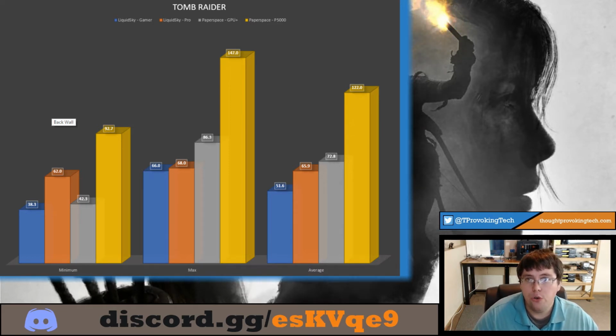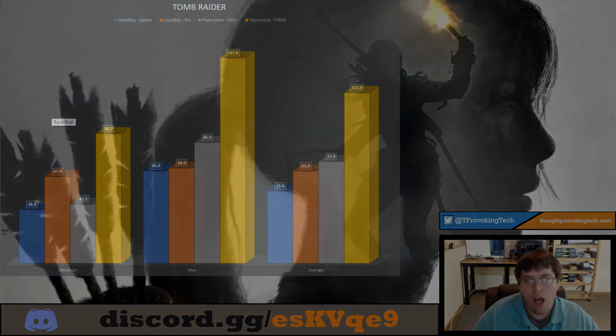Moving on to the average frame rates, for LiquidSky Gamer we saw an average of 51.6 frames. For LiquidSky Pro we saw 65.9. For Paperspace GPU Plus we saw an average of 72.8. And for the Paperspace P5000 we saw an average of 122 frames.